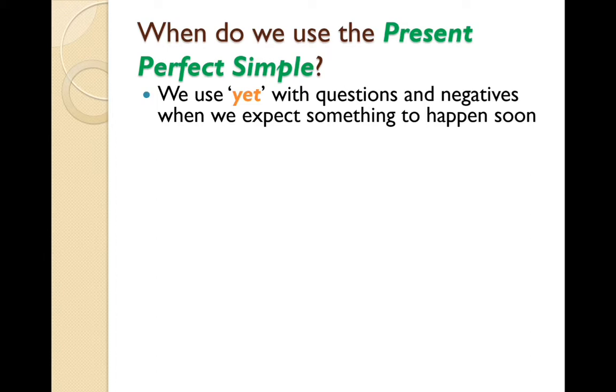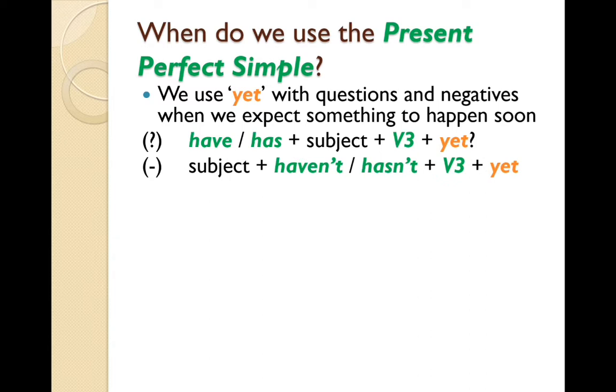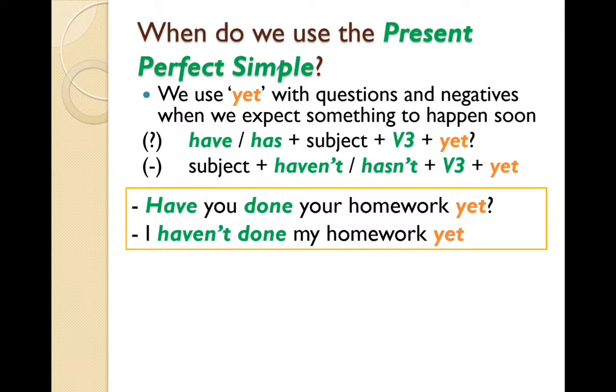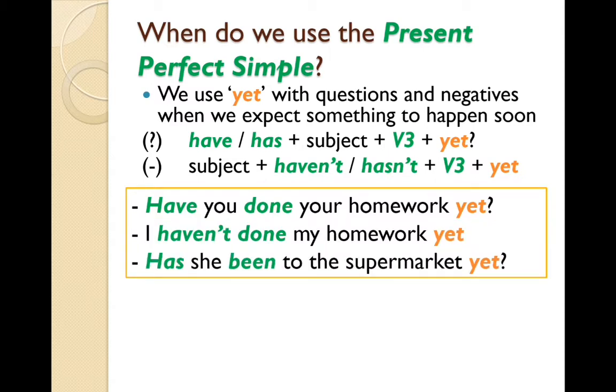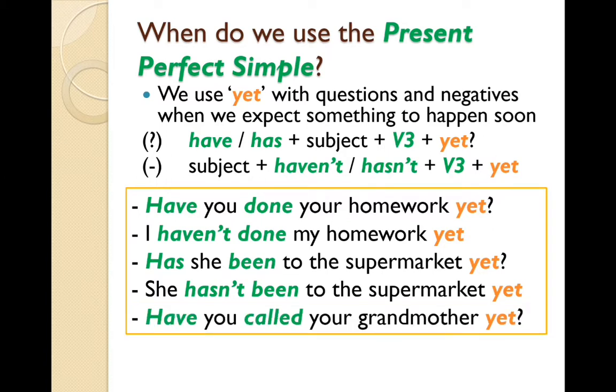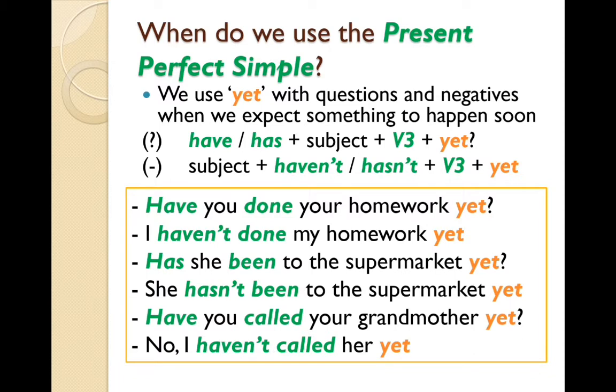We use yet with questions and negatives when we expect something to happen soon or we want to know if it has already happened. And yet always goes at the end of the question or the negative phrase. Have you done your homework yet? I haven't done my homework yet. Has she been to the supermarket yet? She hasn't been to the supermarket yet. Have you called your grandmother yet? No, I haven't called her yet.